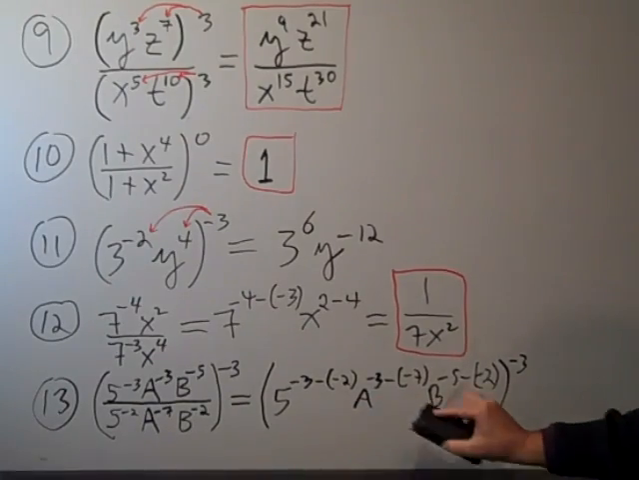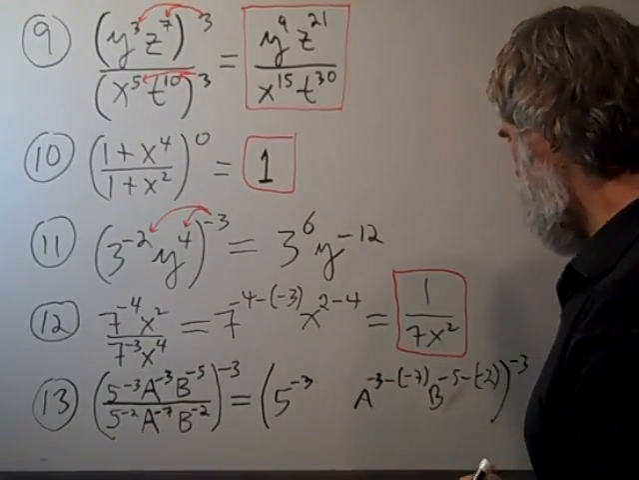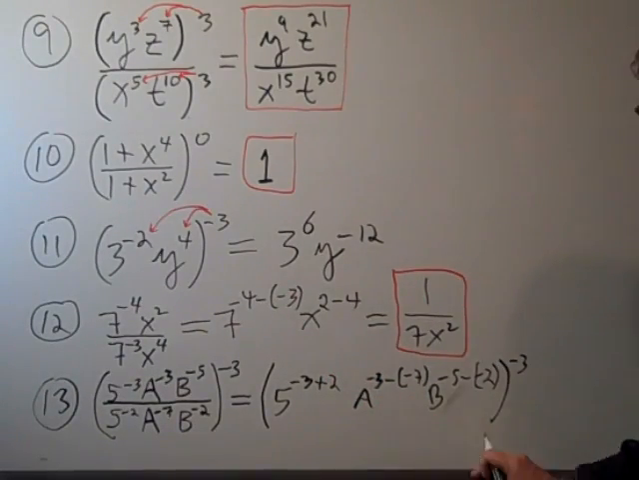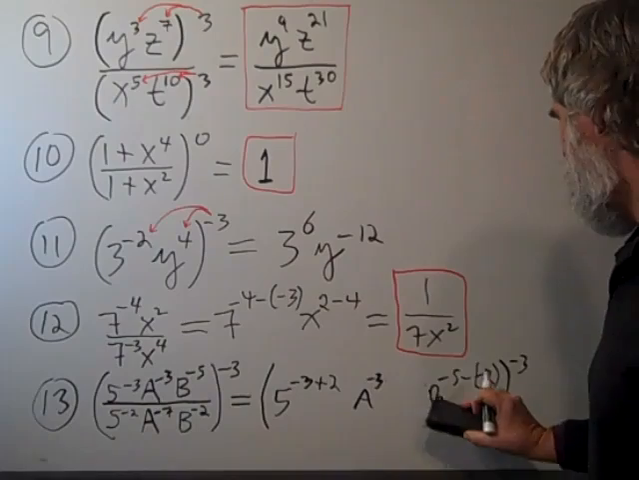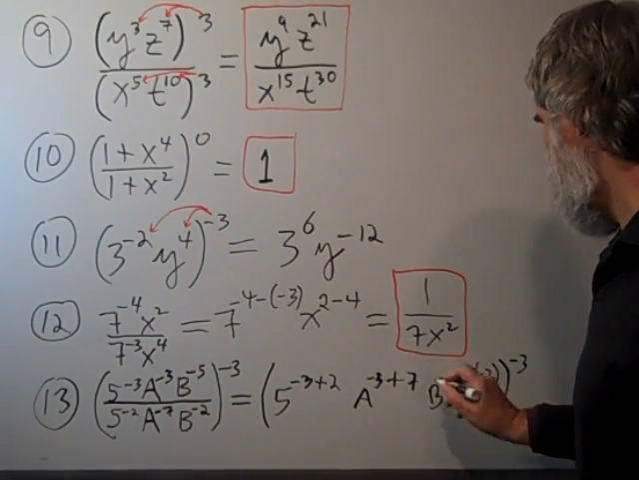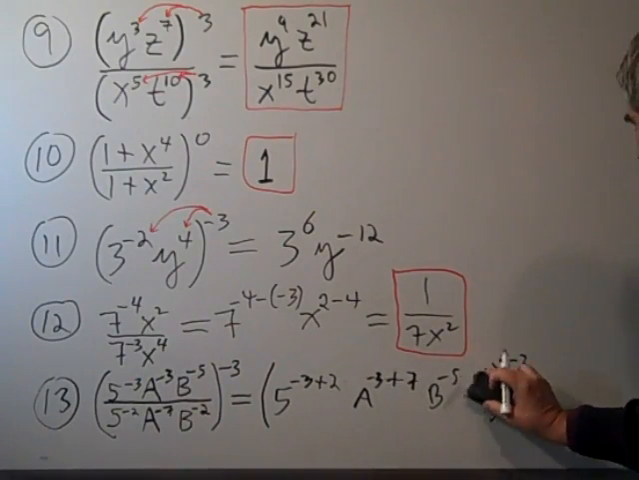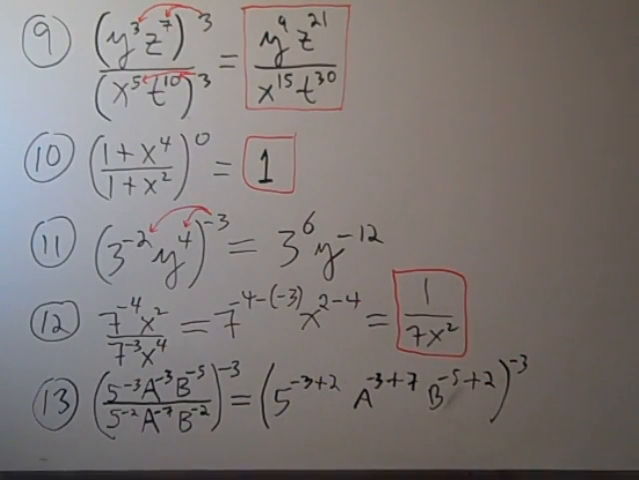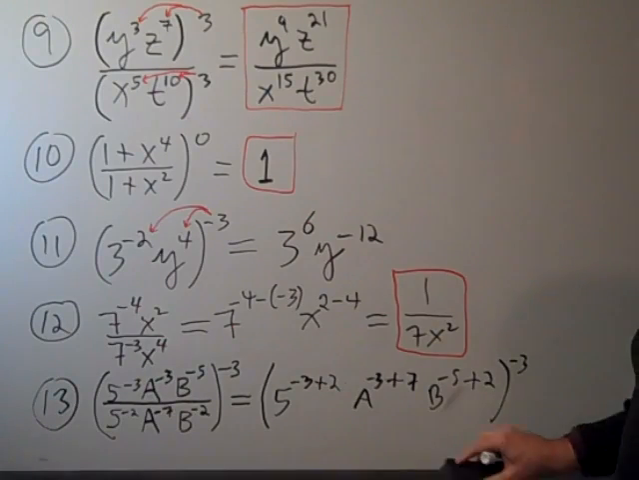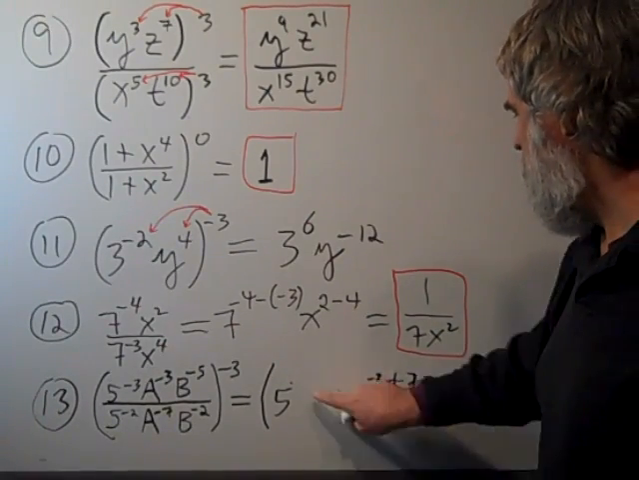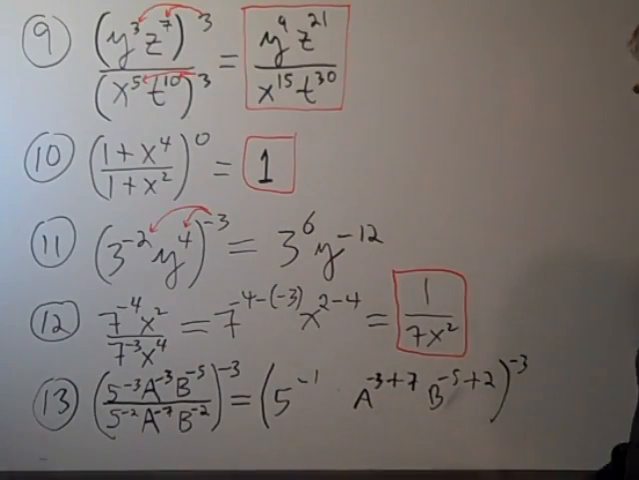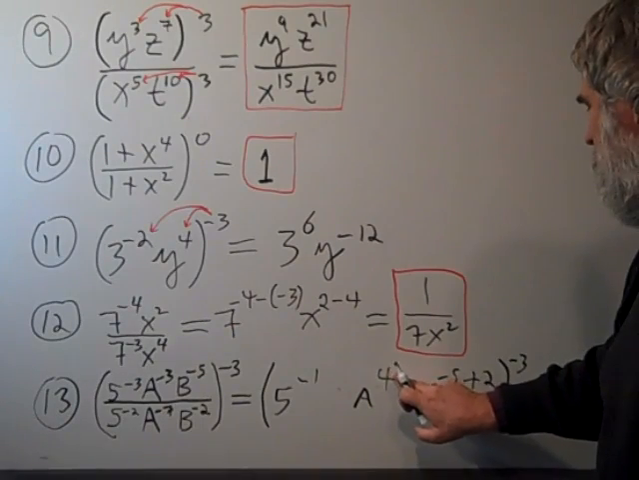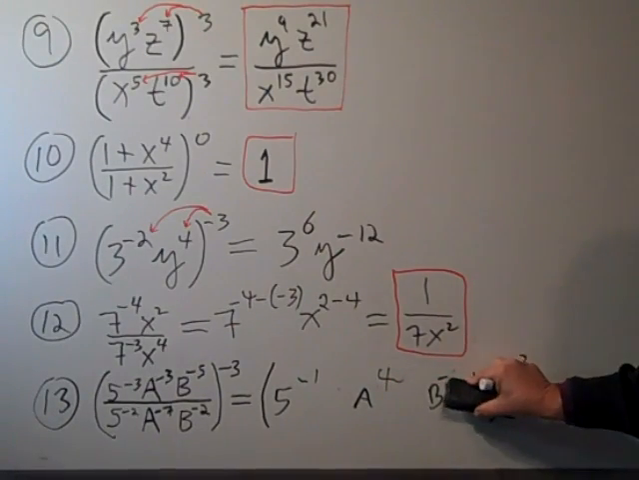Minus a negative 2 is plus 2. Minus a negative 7 is plus 7. Again, minus a negative 2 is plus 2. Negative 3 plus 2 is negative 1. Negative 3 plus 7 is 4. Finally, negative 5 plus 2 is negative 3.